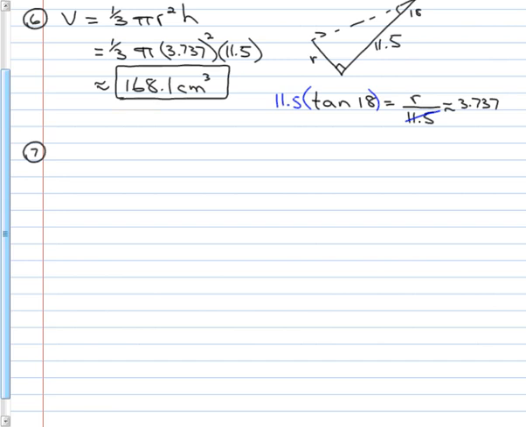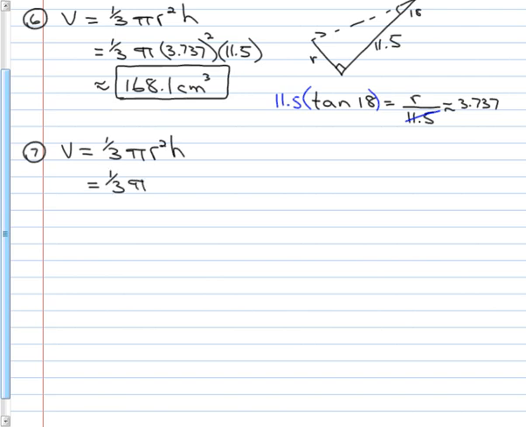Number 7, an oblique cone. What does that mean? It just means it's kind of tilted. Do we care that it's an oblique cone with our formula? No, we don't. So the same formula equals 1/3 pi r squared times height.